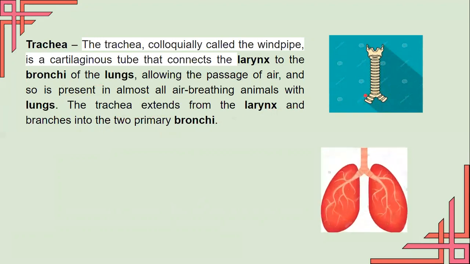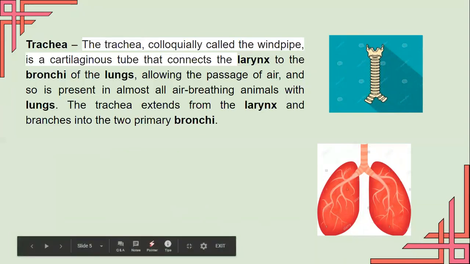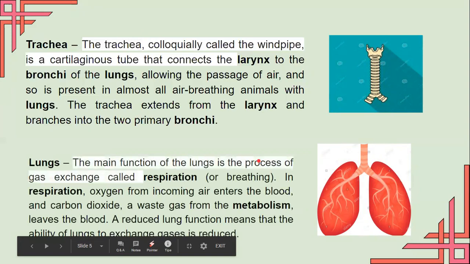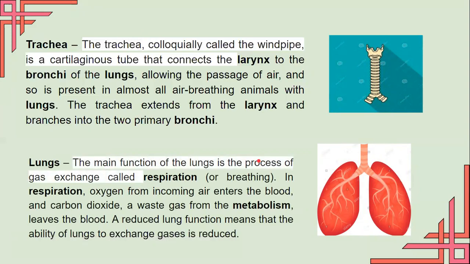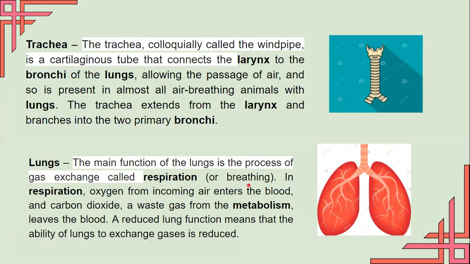Now let's take a look here. This is the trachea, the bronchi. Now, what can you see in this picture? What do you think? What is it? The two lobes. Yes, you're right again. It's lungs. The main function of the lungs is the process of gas exchange called respiration. Now, when we say respiration, it is your breathing, my breathing, our breathing system.